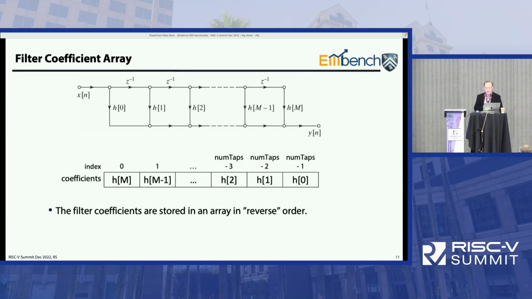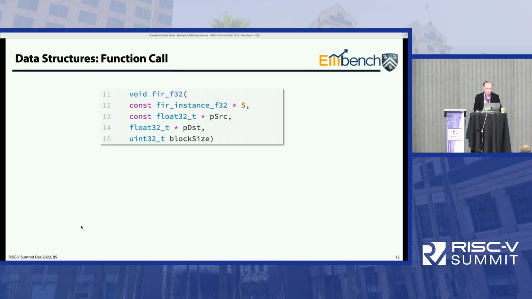Now, in this case, we will see we're going to store the coefficients in what we'll call reverse order, meaning h of 0 is at the most significant, the highest order address. H of m is at the lowest order address. When we call the functions in our benchmarks, the way these will be set up is we'll create the instance, we will call the benchmark, and we will time that.